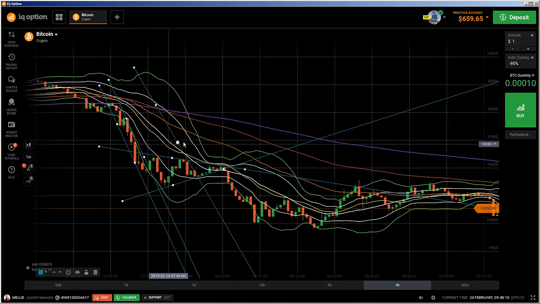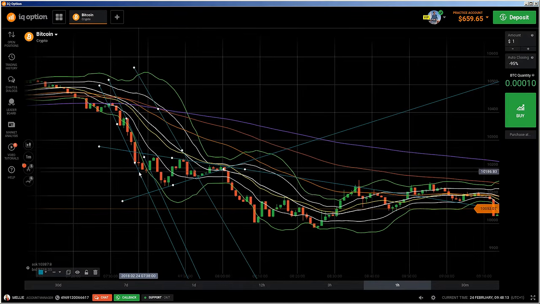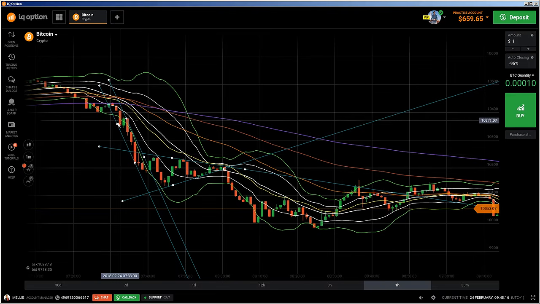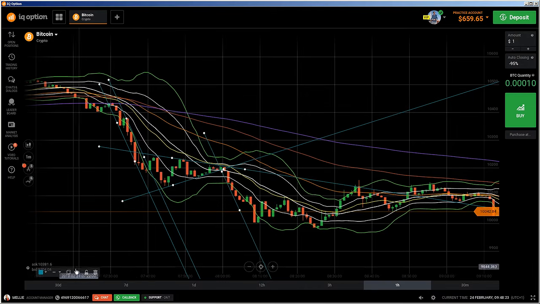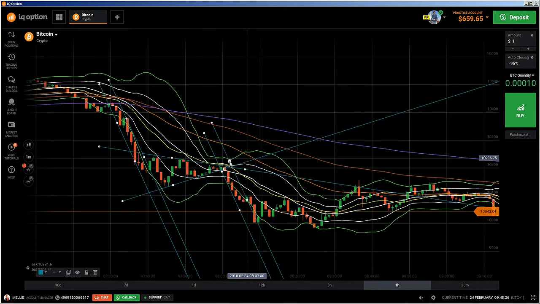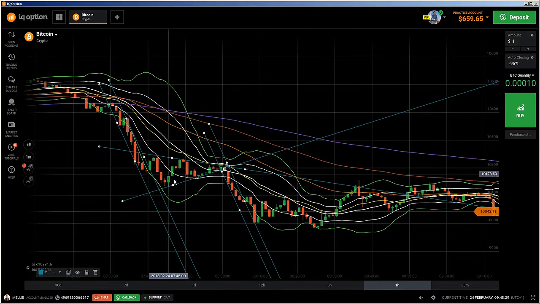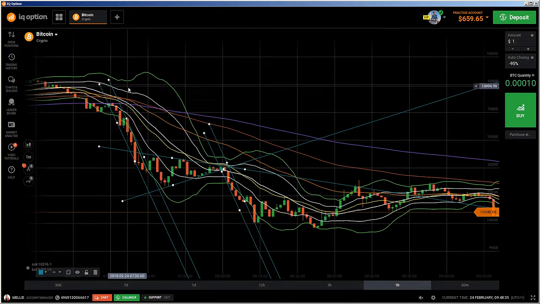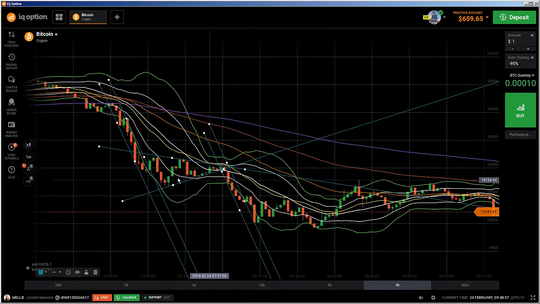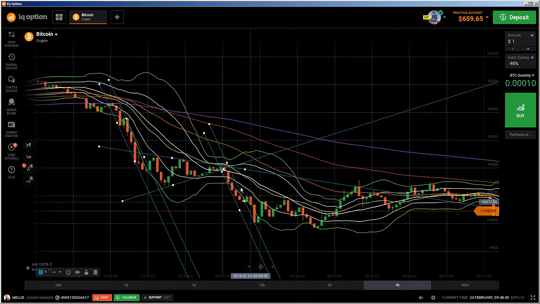But let me draw this so I can show you more clearly. We have one here and then another one, and you see the trend continuation. We got a pause here. This is some kind of ranging consolidation area. After this pause, where the market is doing its thing, the trend continued. Now I'm going to show you how we trade this pattern.